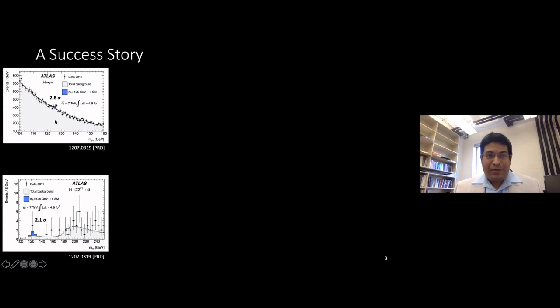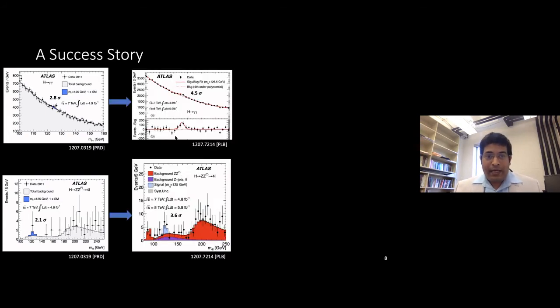Of course we expected the Higgs to be there, but we didn't know where it was. The signal started out with just a small 2.8 sigma excess in Higgs to gamma gamma and 2.1 sigma in Higgs to ZZ, from ATLAS and CMS with similar results. And then over time it just grew, within just about one year.